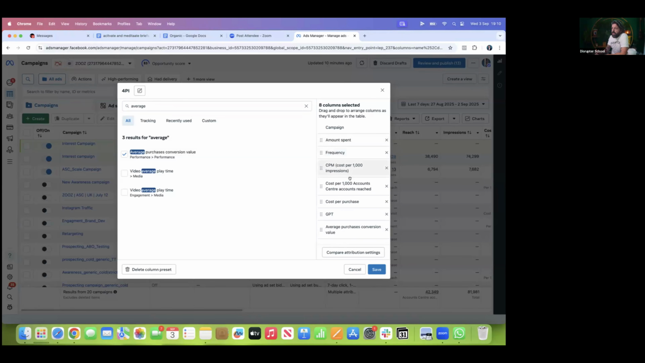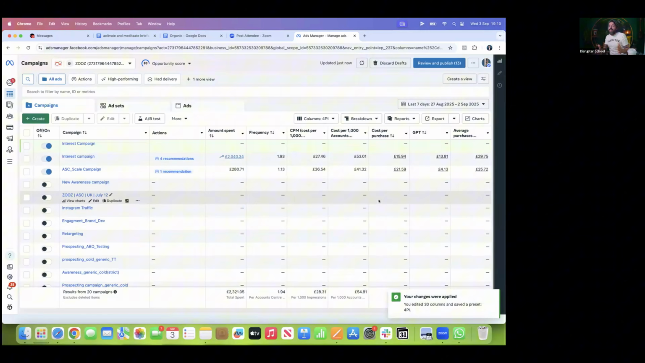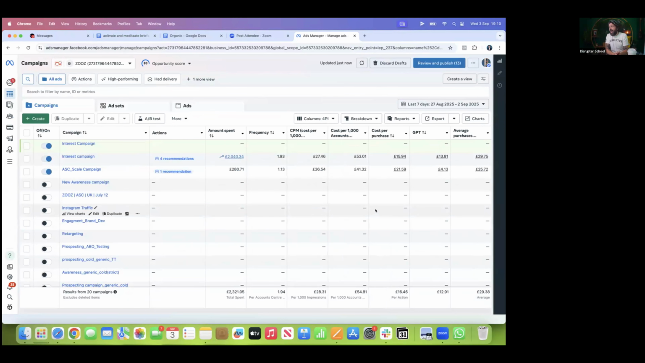Love that. CPM, yep, this is all good now. All right, so let's go ahead and hit save. And so what we're going to see now is a dashboard that says, how much did this ad earn?